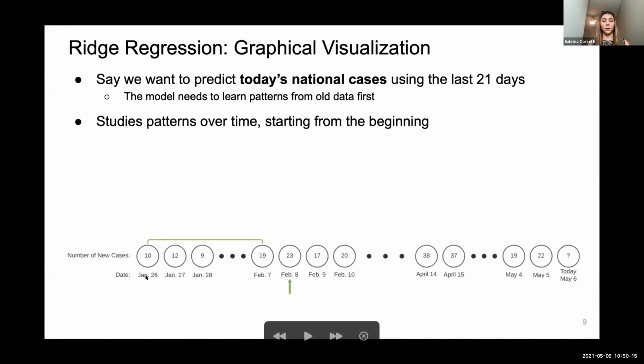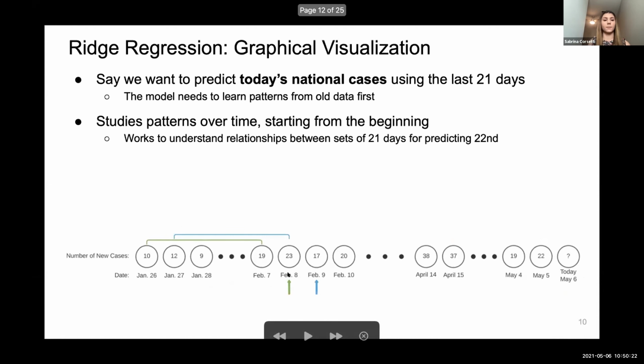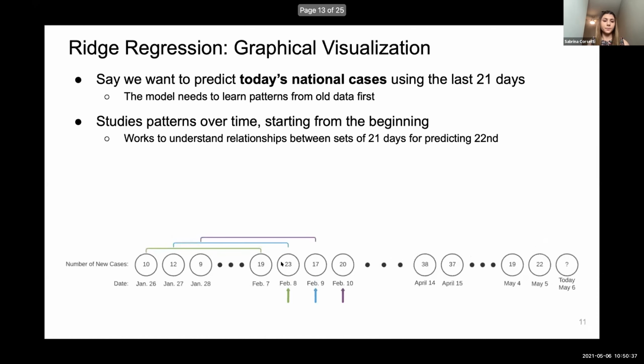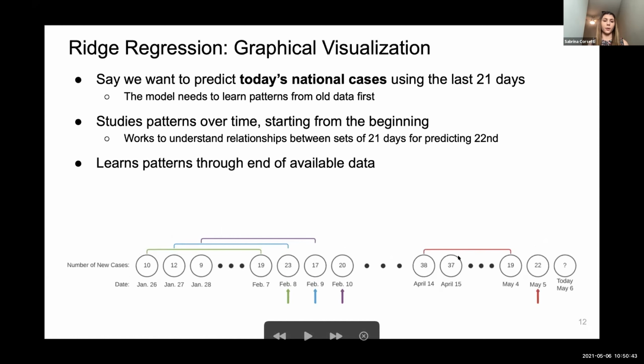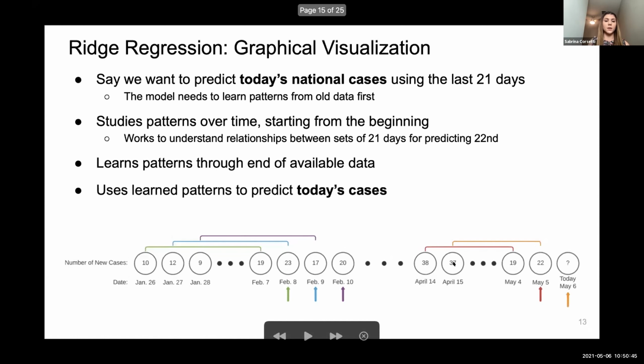So if our time frame, for example, starts on January 26th, the model will first learn the relationship between the first 21 days and the 22nd day. Then the model will progressively work to understand the relationships between subsequent sets of 21 days for predicting the following 22nd day. So we can start seeing these groupings by color from green to blue here, sets of 21 days. And the model works over time all the way to the very end of the available data through yesterday to learn these relationships, until finally it's able to use the patterns it's learned to predict cases today and even indefinitely into the future.